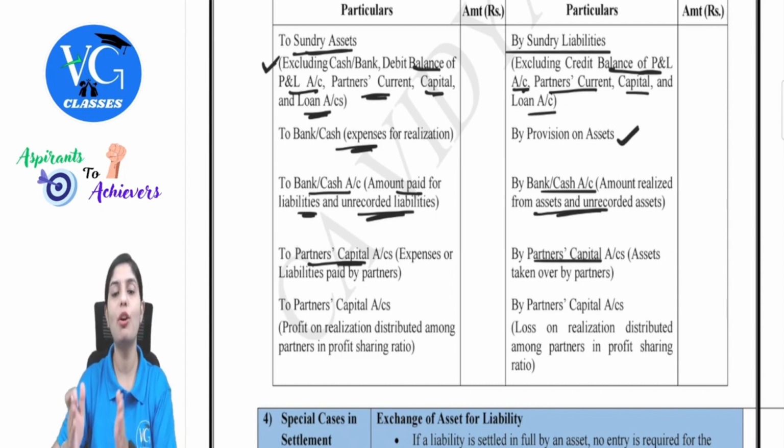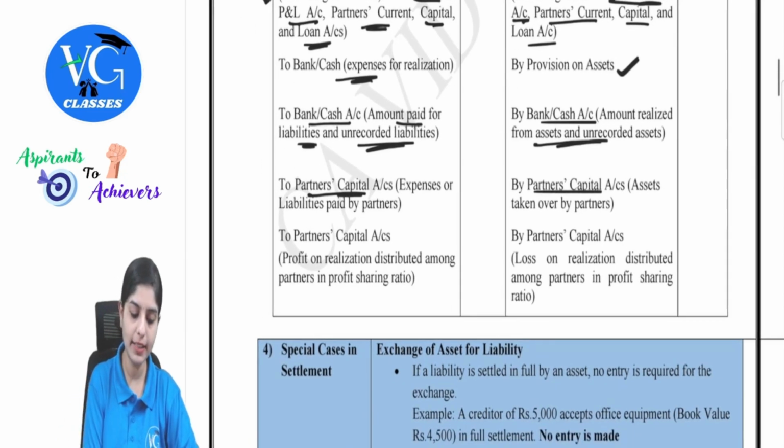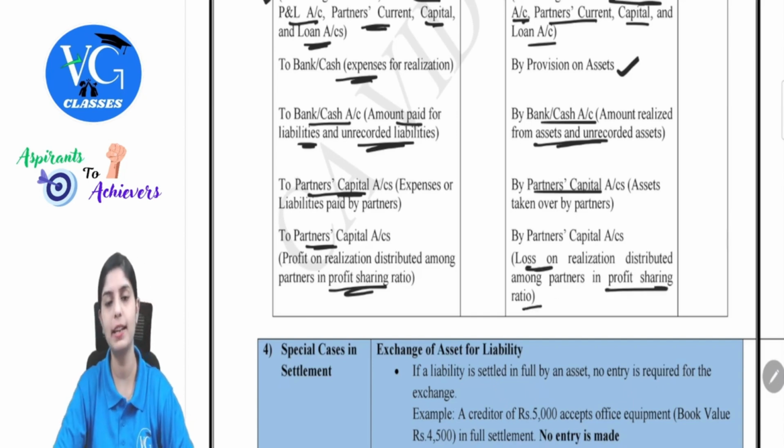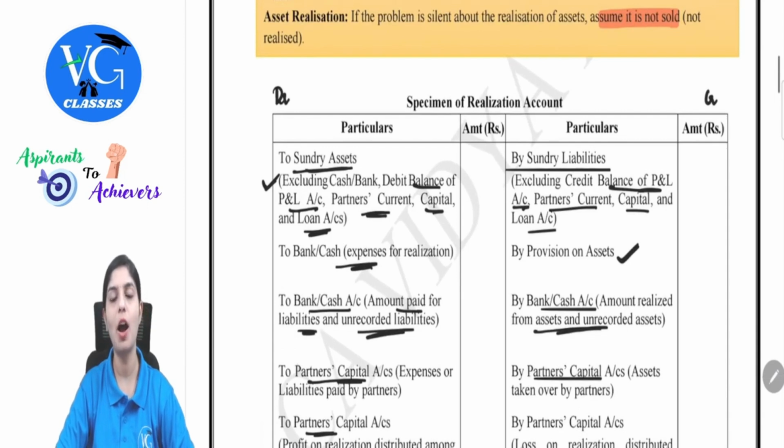when there is more of credit balance than debit balance, there will be profit on realization. If it is the reverse, there will be loss on realization. This will ultimately be transferred to partners' capital in their profit sharing ratio. Loss on realization also in profit sharing ratio. I hope you understood the format and how the items will be reflected in the realization account.